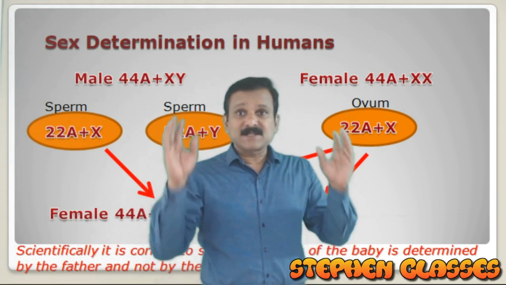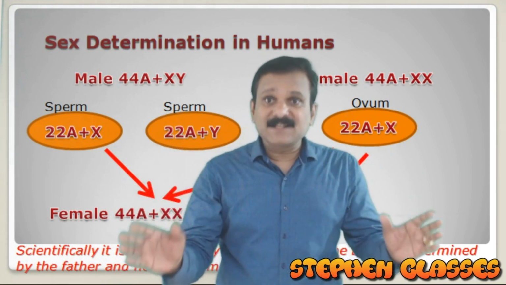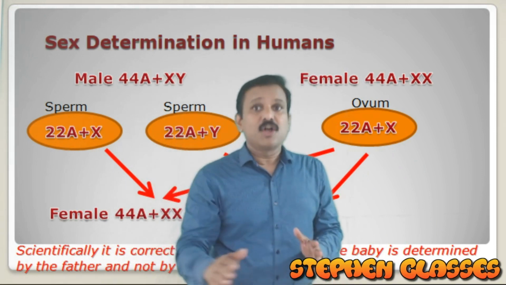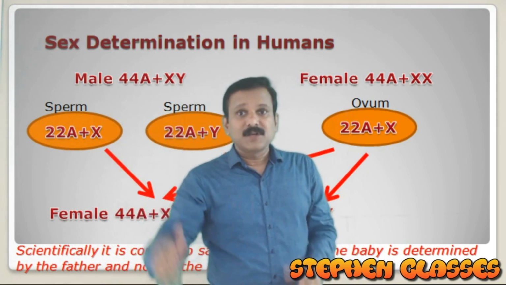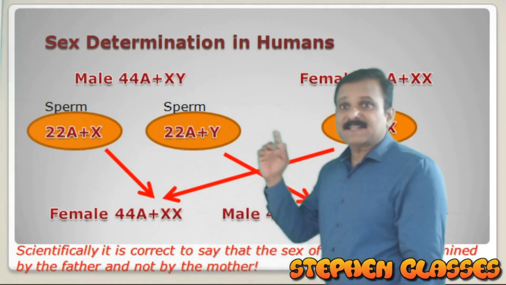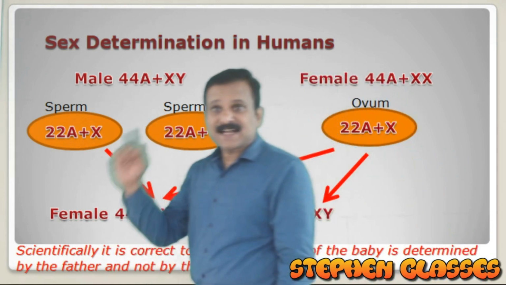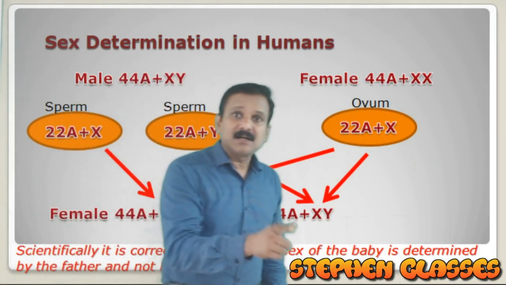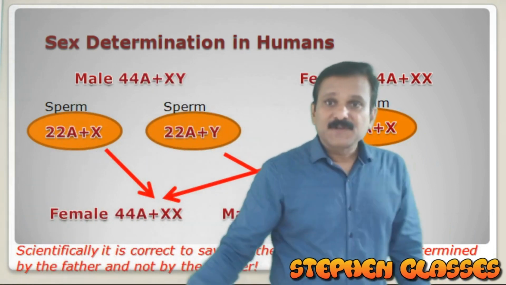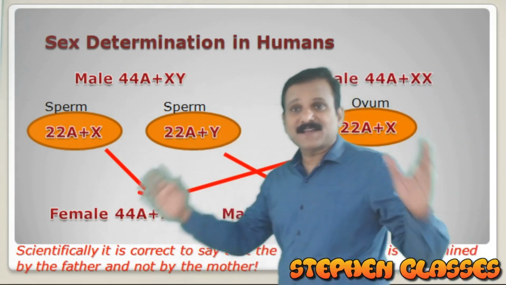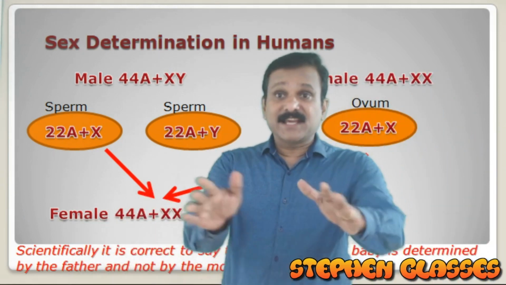So who is responsible for sex determination in the case of human beings? It is the male partner or father. So scientifically, it is correct to say that the sex of the baby is determined by the father and not by the mother. So this statement is true. Okay, so that is about sex determination. I think everything is clear.